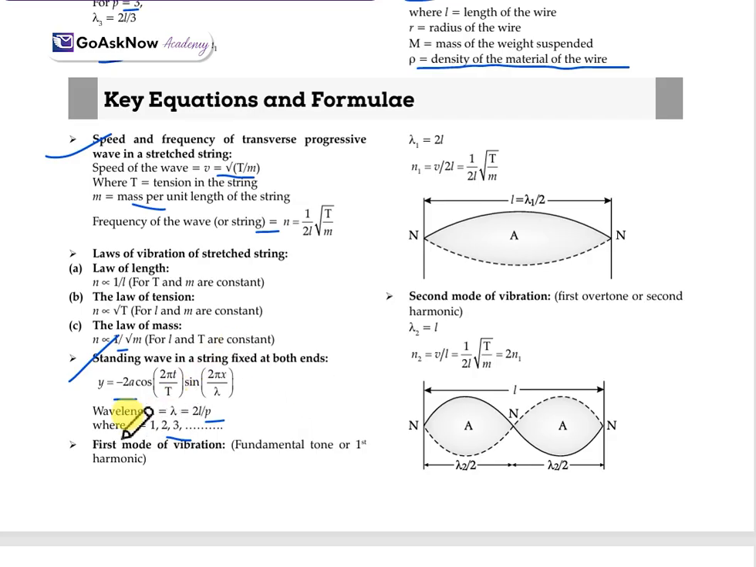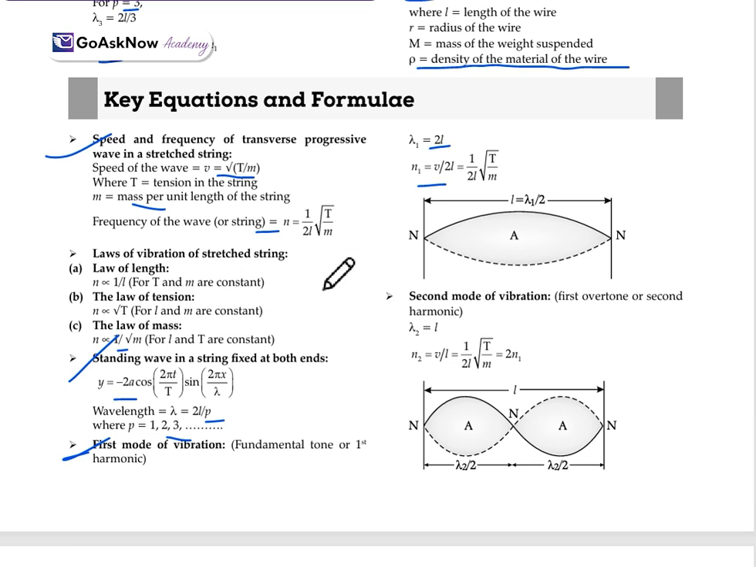Now, for the first mode of vibration, the fundamental tone or the first harmonic. So lambda 1 is equal to 2L. So here n1 is equal to v upon 2L, which is 1 upon 2L square root of T upon m. This is for the first mode of vibration.